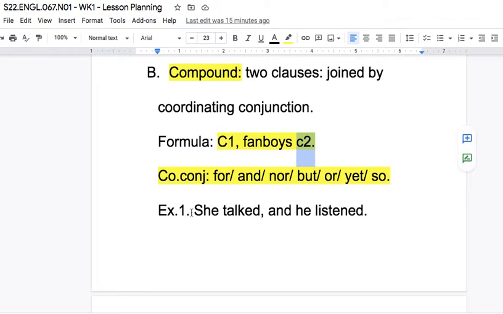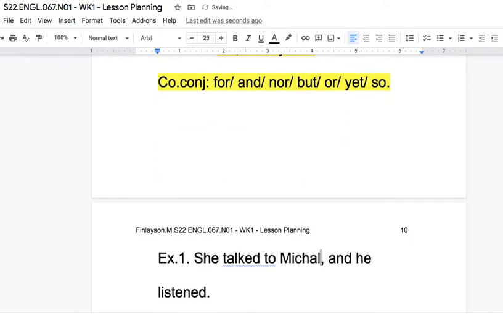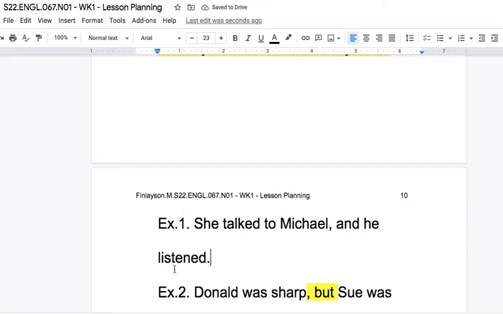We have the example, she talked, comma, and he listened. Very simple. One of the students asked me at the end of class, does it have to be this basic? These are the most basic examples that we're looking at so far. You can add other things in. You could have an object coming at the end, right? You could say she talked to Michael. That's fine, still valid. And he listened.